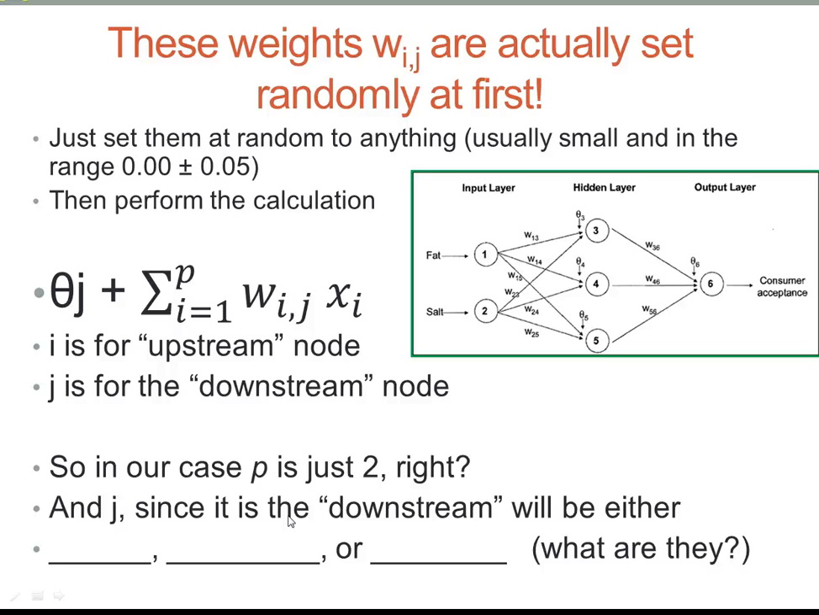I think here you're upstream, and here you're downstream. Okay, so upstream comes first, right? So these are called upstream, and this is called downstream, right? Okay. So j is for the downstream, so these, right? So this is for where we're going, and this is from where we're coming from, right?